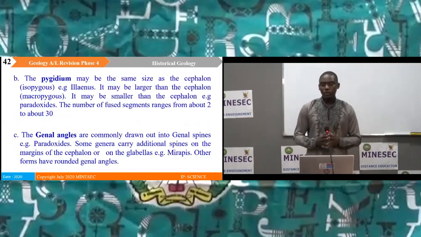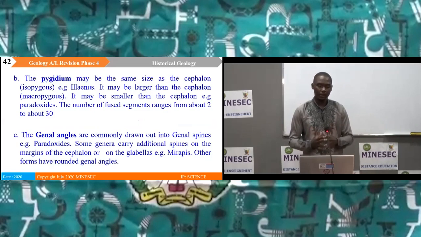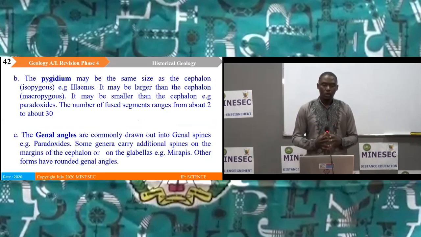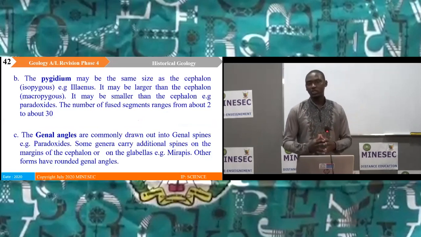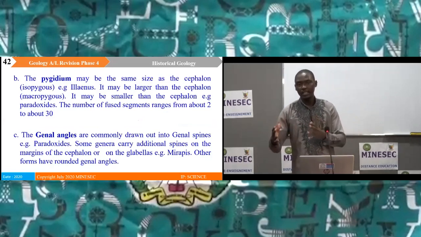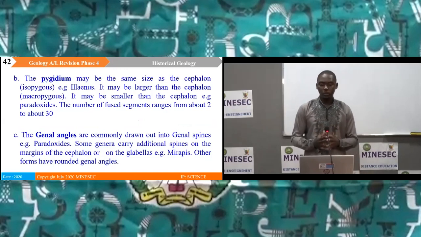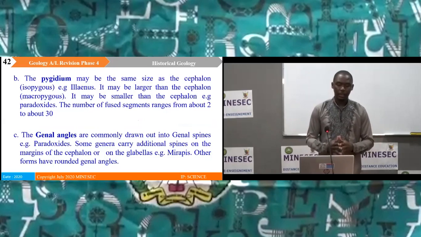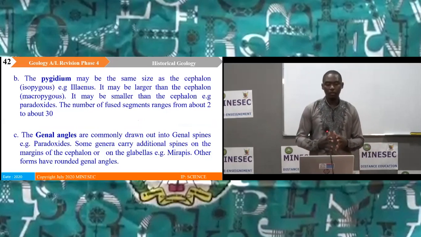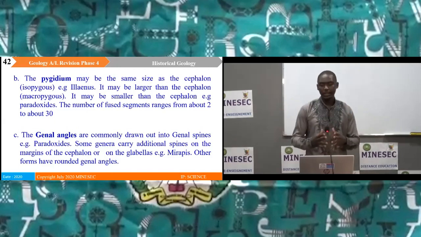On pygidium, the size of the pygidium of trilobites vary from one species to another. Here we compare the size of the pygidium with the size of the cephalon, which is the head. The pygidium and the cephalon might have the same size. In such case, we talk of isopygous. Example is Elenus.